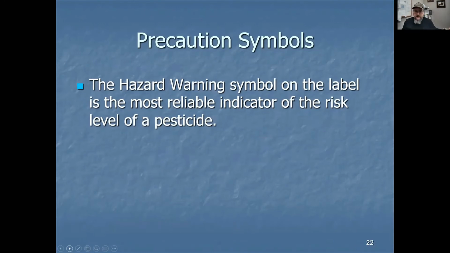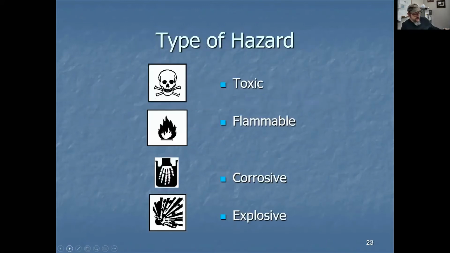The hazard warning symbol on the label is the most reliable indicator of the risk level of a pesticide. So when you see that, we're going to talk about symbols, but this symbol here, the skull and crossbones in the stop sign, should shout out to you that, hey, wait a minute, this is dangerous. This is toxic and it's extremely dangerous.